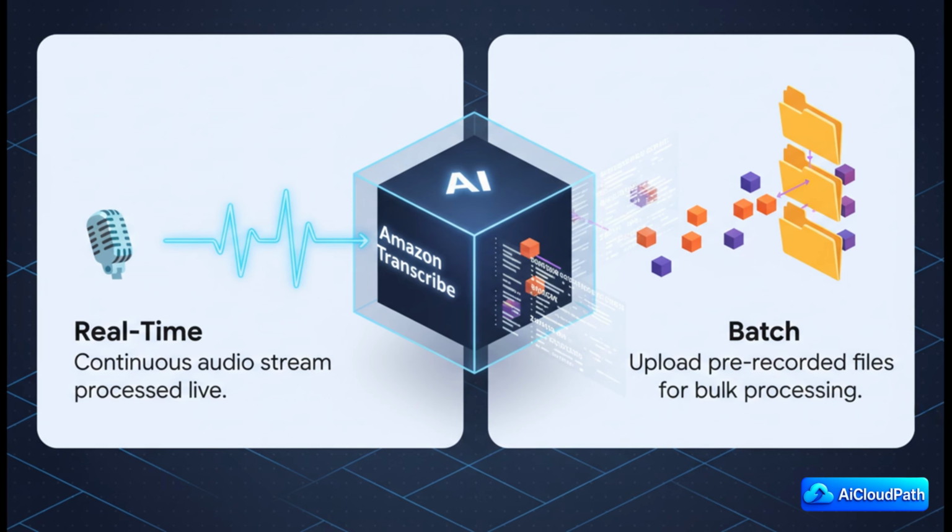First up, you've got real-time transcription. This is for all the live stuff, using a microphone to capture and write out speech as it's being spoken. And then you have batch transcription. This is for when you've already got the audio or video files. You just upload them, even a whole bunch at once, and let Transcribe get to work.